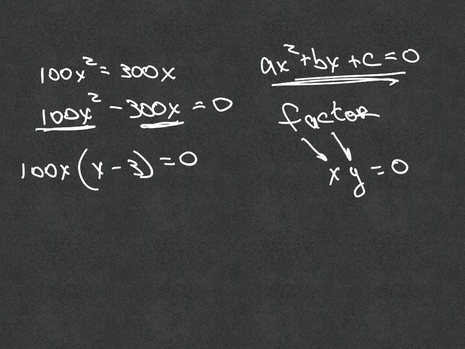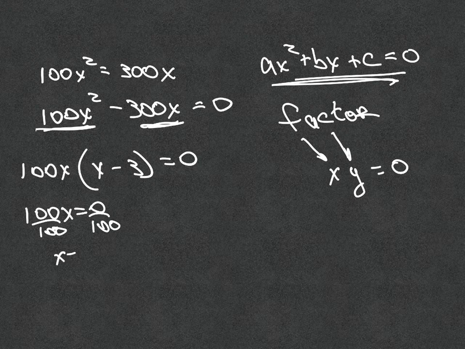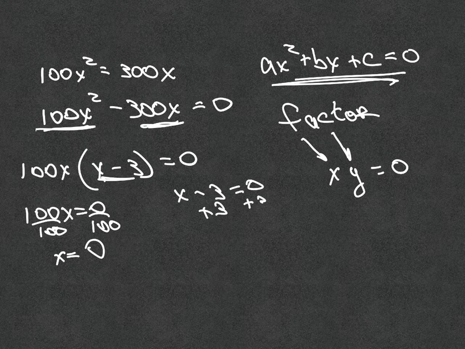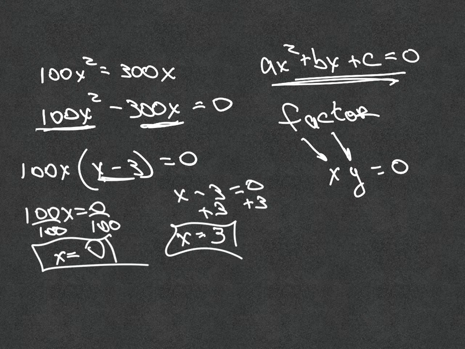So let's find 100x equals 0. Divide by 100, divide by 100, and x equals 0. And then I look at the x minus 3. So I add 3 to both sides. So I have 2 answers here. You will get 2 answers.